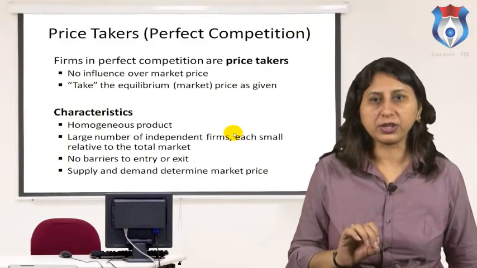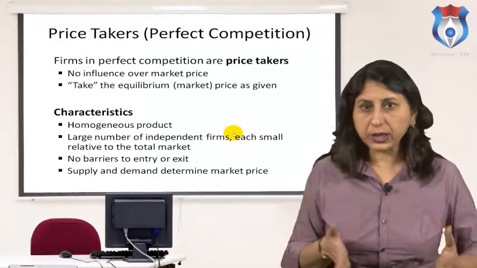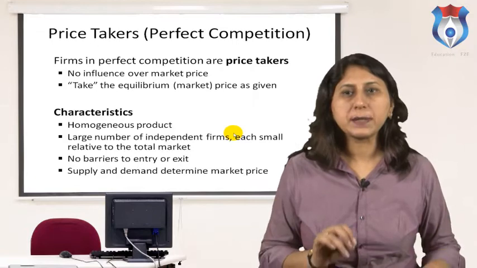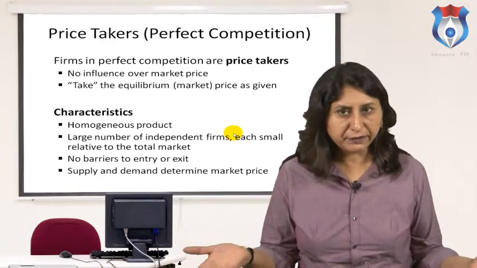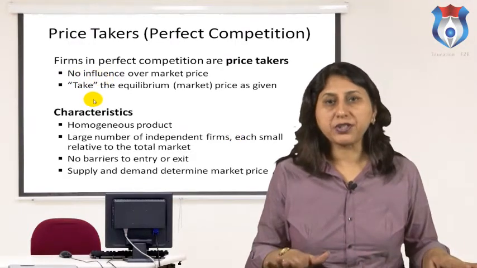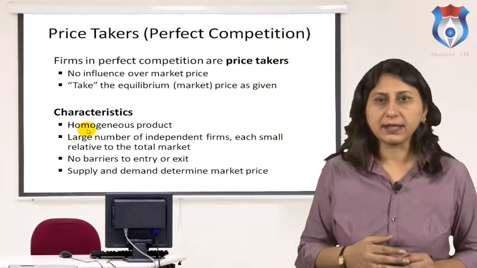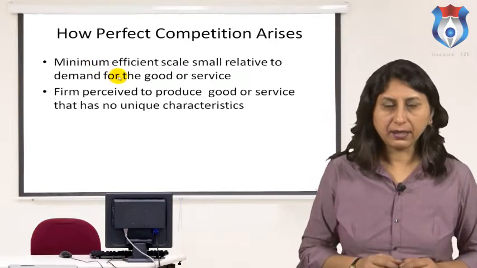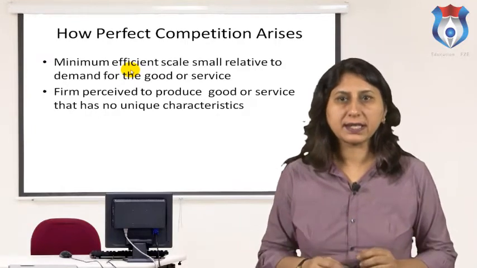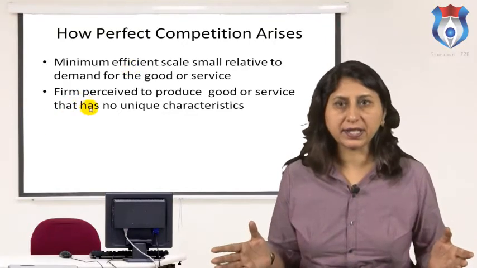Perfect competition. Firms in perfect competition are price takers. No influence over market price. Take the equilibrium market price as given. Characteristics: homogeneous product, large number of independent firms, each small relative to the total market, no barriers to entry or exit. Supply and demand determine market price. How perfect competition arises: minimum efficient scale, small relative to demand for the good or service. Firm perceived to produce good or service that has no unique characteristic.